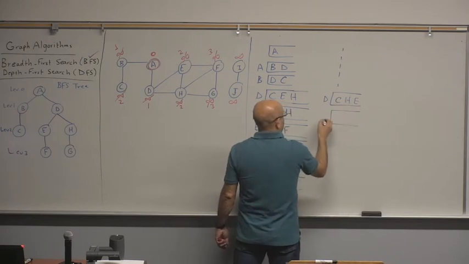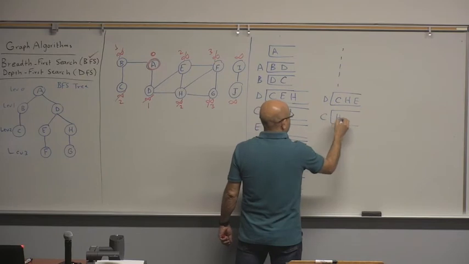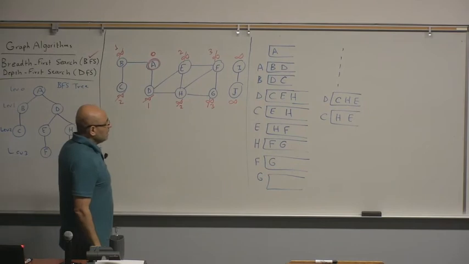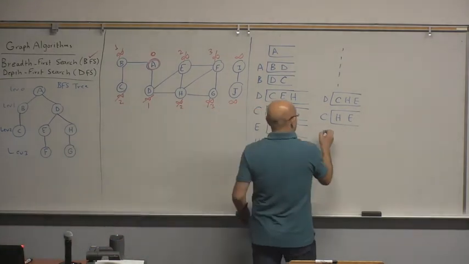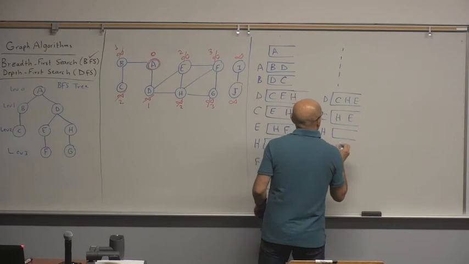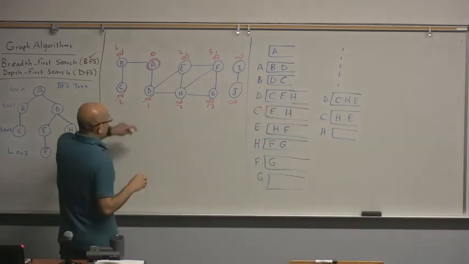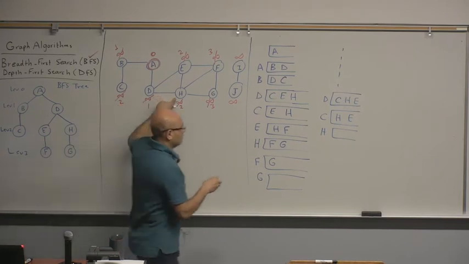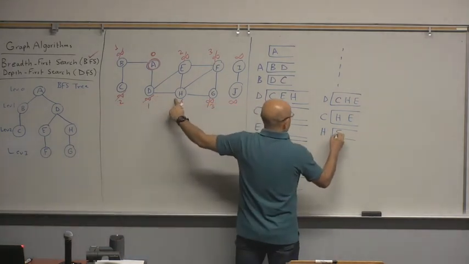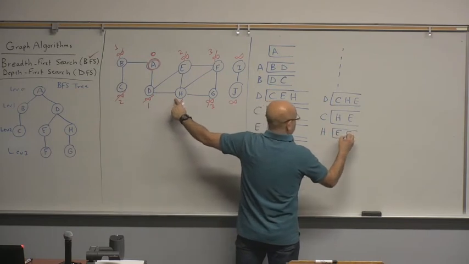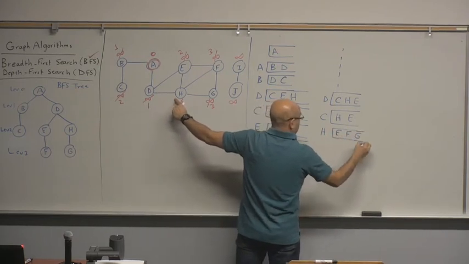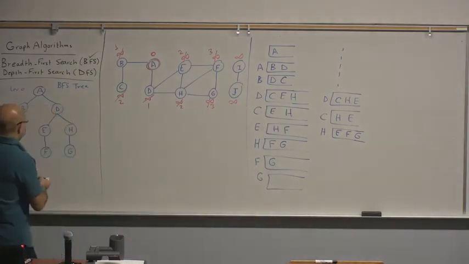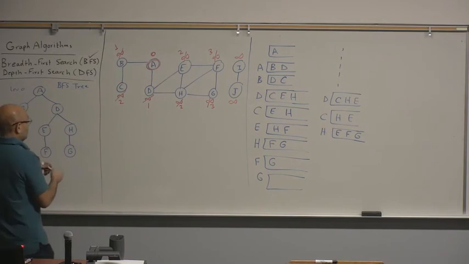So we have C, H, E. Then we take H out. Now we put the neighbors of H that have not been visited. And what are the neighbors of H that have not been visited? F and G. So we will end up putting F and G. So now F and G will be neighbors of H, right? So now, the BFS tree in this case will look like this.